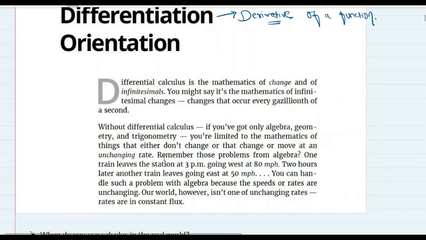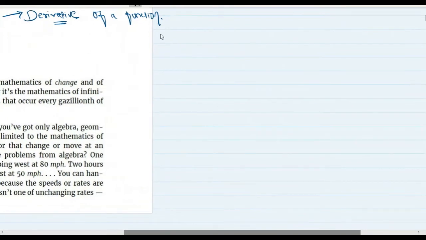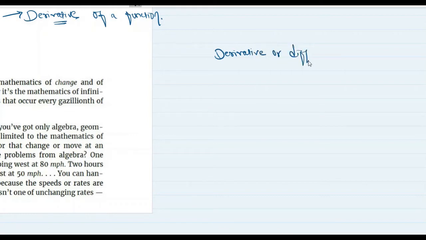The derivative of a function, or you can say differentiation of a function, can also be called the derivative, not derivation, or differentiation of a function at a point in its domain. Okay, so what actually is this derivative or differentiation?